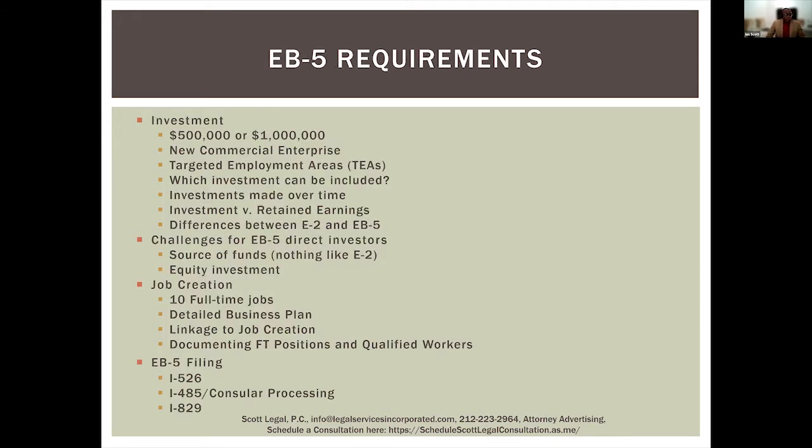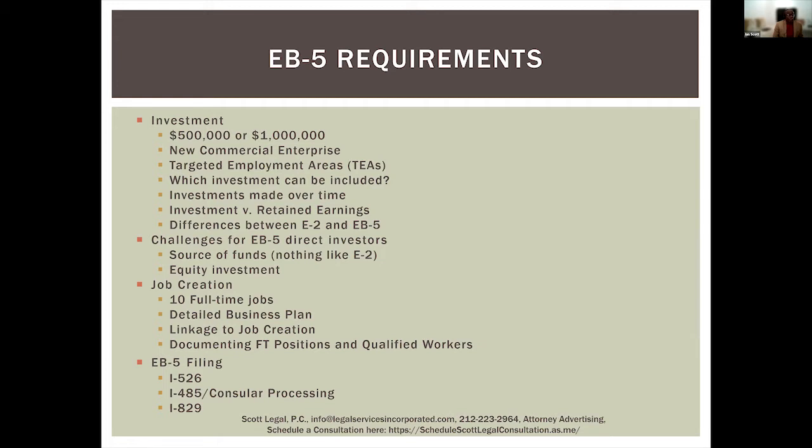So now let's jump into the actual requirements of EB-5, and the requirements are listed out here. So let's just jump right into them. So we talked a little bit about the differences between the $500,000 investment and the $1 million investment. Now, what that means is that you're required to invest $500,000 if your business is in what's called a targeted employment area. And a targeted employment area is defined as an area where the unemployment rate is 1.5 times the national average. So that's what a targeted employment area is.